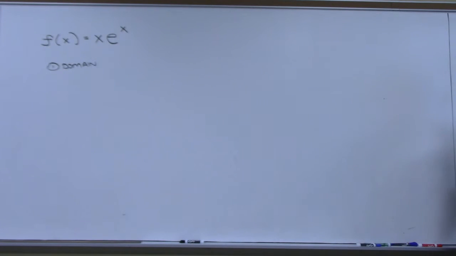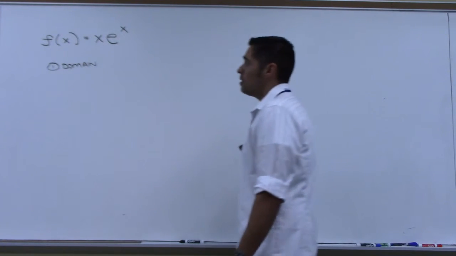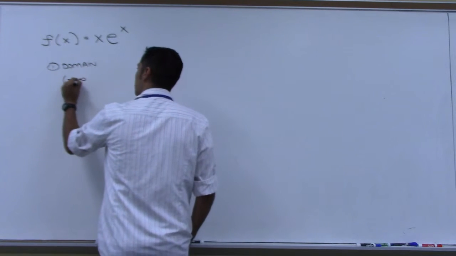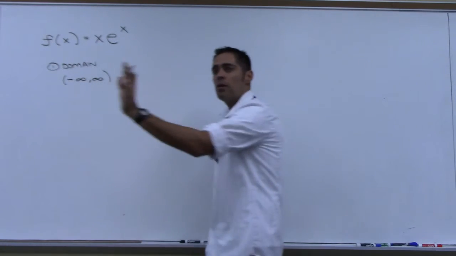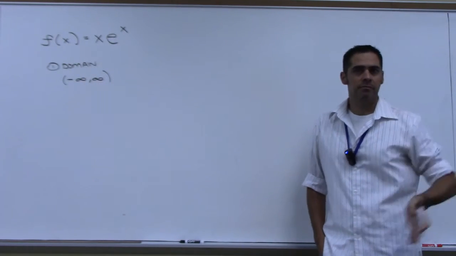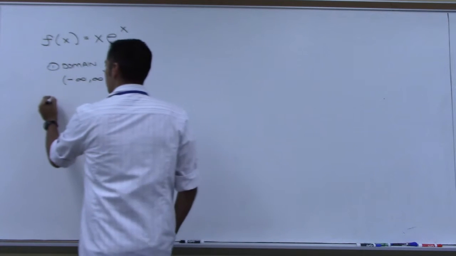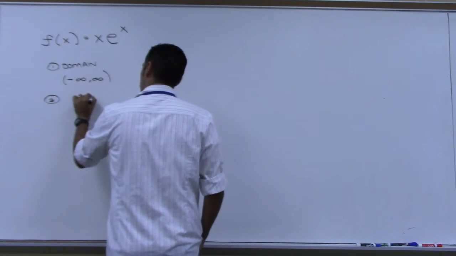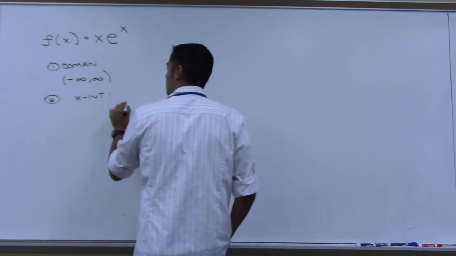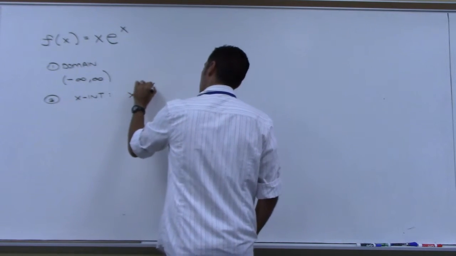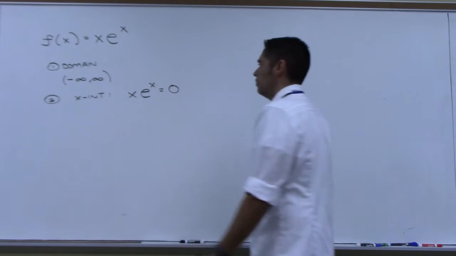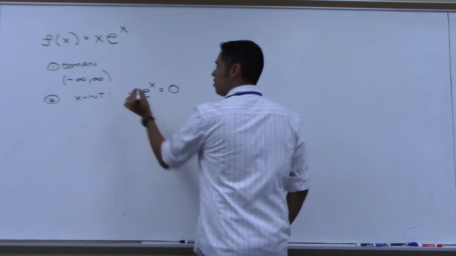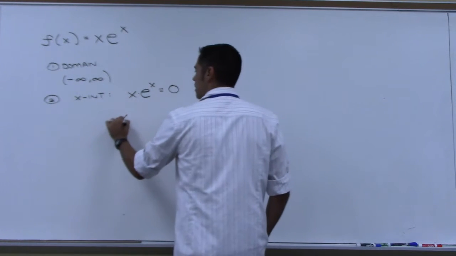All right, so what's the domain? All real numbers, right? So we can say negative infinity to infinity. So we should have a graph everywhere, and we're not going to have any vertical asymptotes or anything like that. Two, do we have any x-intercepts? So we set the function equal to 0, right? And the left side's already factored out, isn't it? It's two things being multiplied, so just set them each equal to 0.